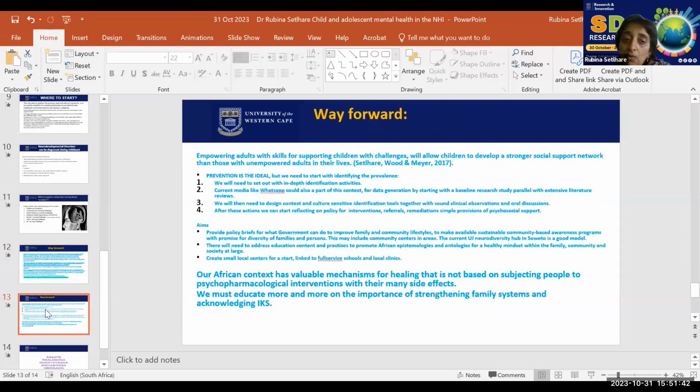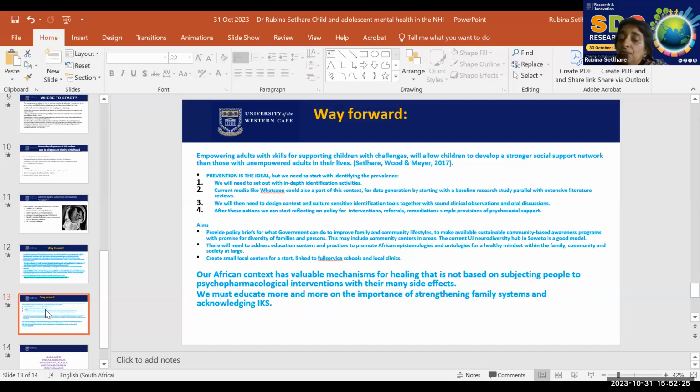So we believe that the way forward would start with firstly empowering adults with skills and knowledge for supporting these children. Prevention would be the ideal, but we do need to start diagnosing. And we could use media like WhatsApp and other social media to engage at community level, where the aim would be to provide policy briefs for what government can do to improve family and community lifestyles, to make available sustainable community-based awareness programs related to child mental health.